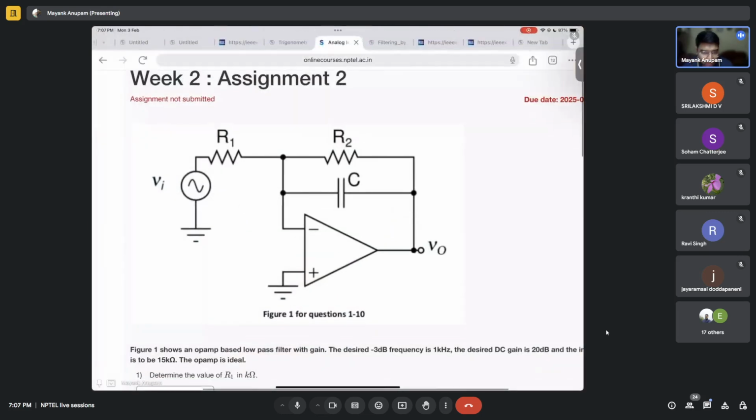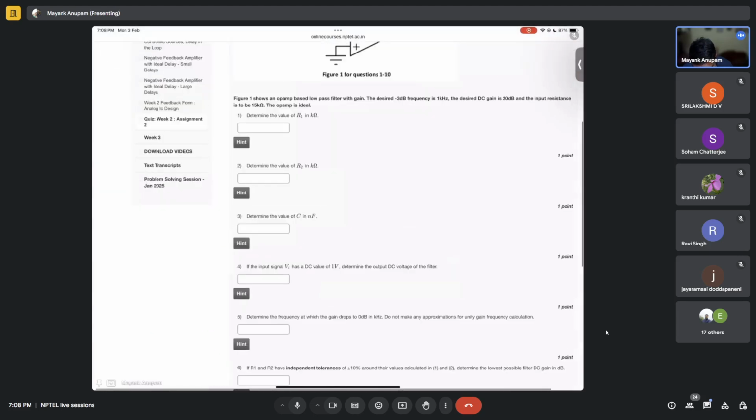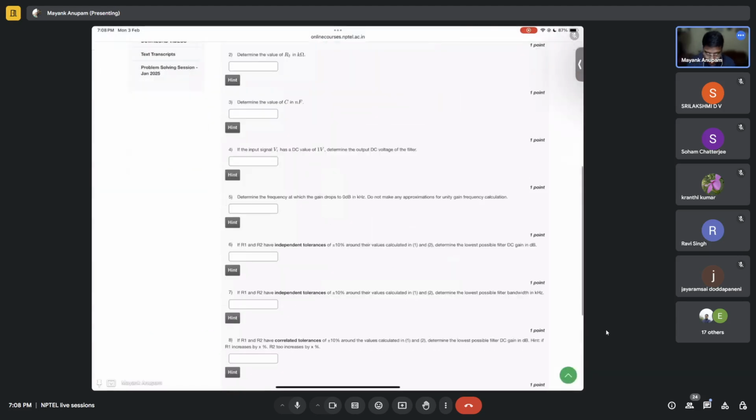By the way, this is very common. This is something which is used in actual designs also. People tend to use this particular integrator. Using this integrator, you can make a lot of filter architectures. All right. Any other doubt in this particular question assignment?